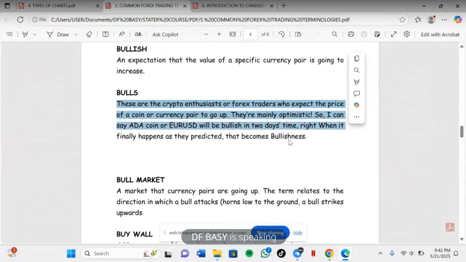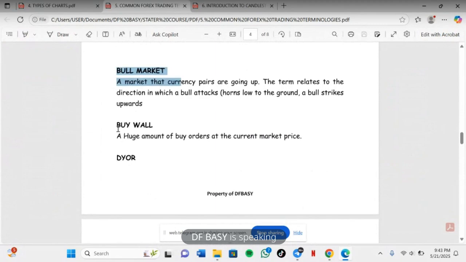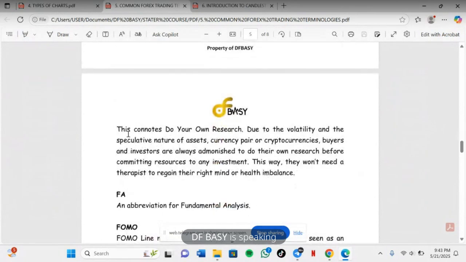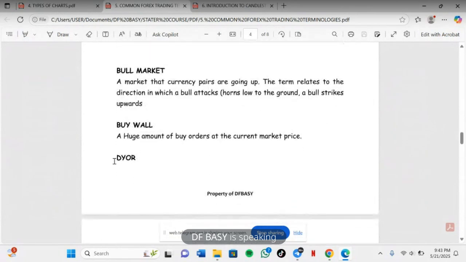Alright, bull market, I'll explain what a bull market is. Buy wall: a huge amount of buy orders placed at a market price, where people are expecting the market to come to a particular price and they buy. Understand?